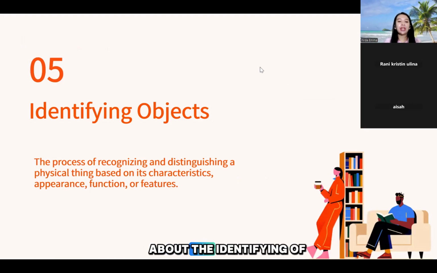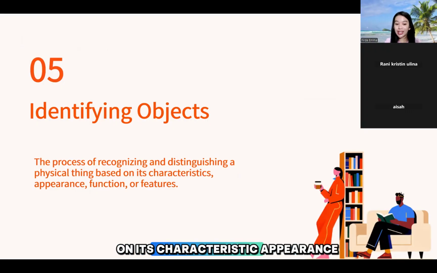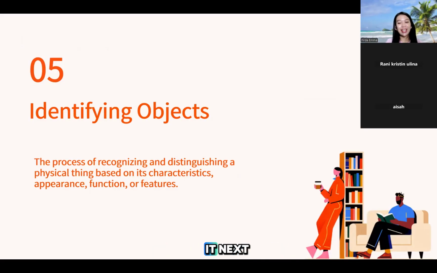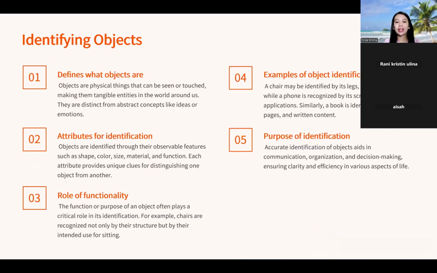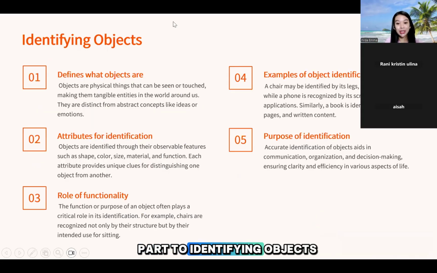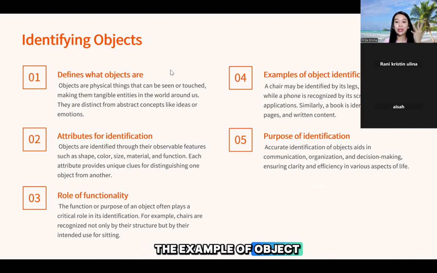And then we talk about identifying objects. The definition of identifying an object is the process of recognizing and distinguishing a physical thing based on its characteristics, appearance, function, or features, which we will explain next. Okay, there are five parts to identifying objects: defining what objects are, the attributes for identification, the role of functionality, an example of object identification, and the purpose of identification.